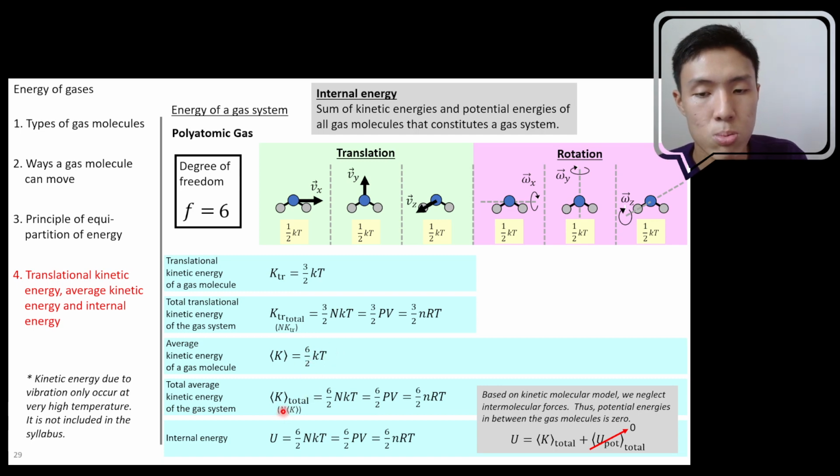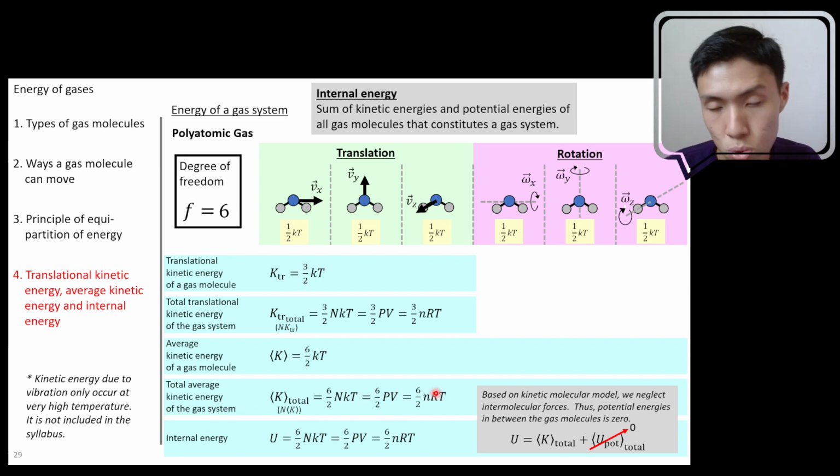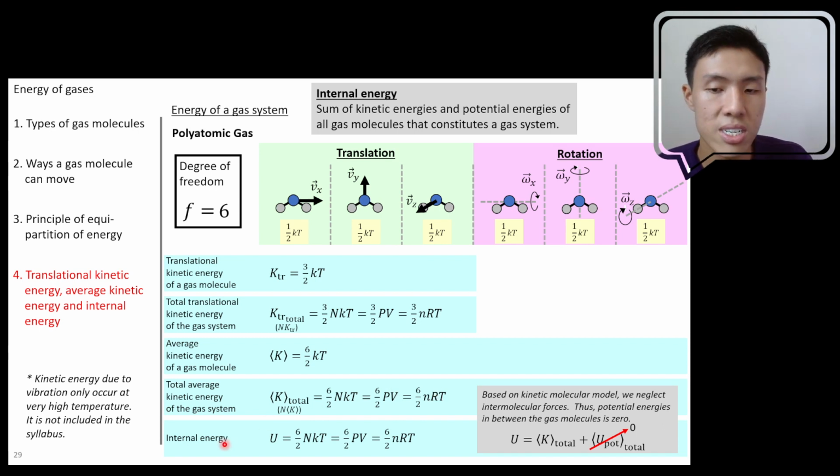Multiplying by the number of gas molecules, you get the total average kinetic energy. So you have this expression over here, where you can change between different expressions using the ideal gas equation. And lastly, internal energy is just the same as total average kinetic energy because we neglect intermolecular forces. So the expression will be the same as K total.